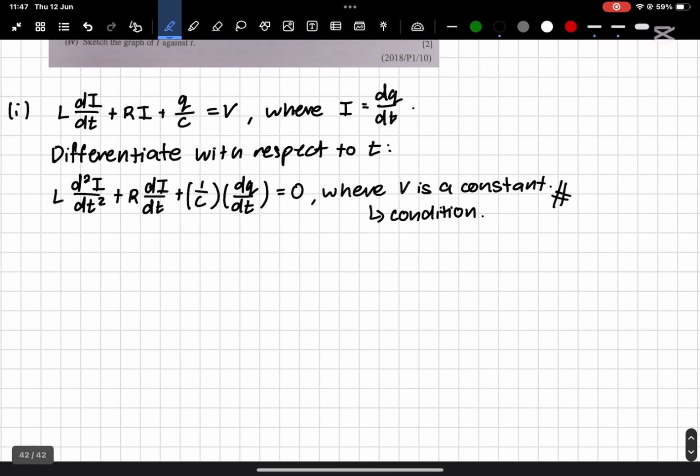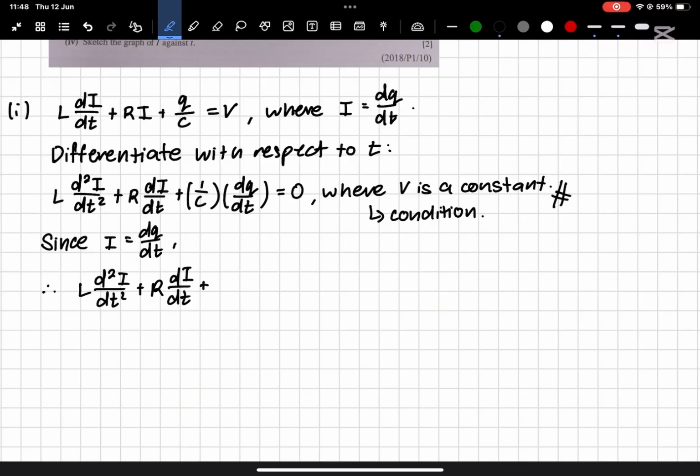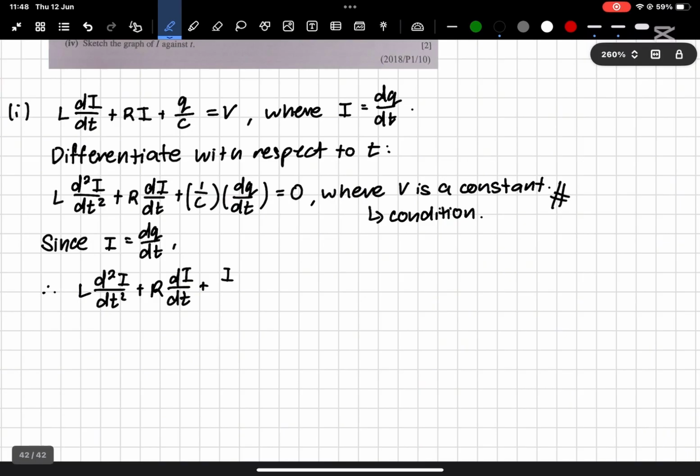Since it's given in the question that I equals the rate of flow of charge, you basically just copy everything here. So 1 over C times dq/dt is basically 1 over C times I. So that equals I over C, the capacitance, equals 0. And that has been shown. So that's an easy little 2-marker.